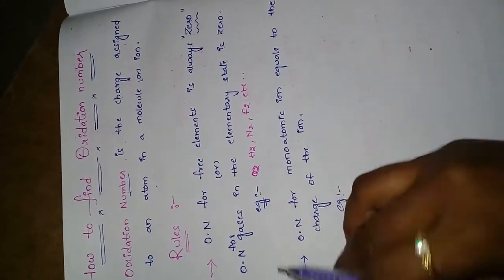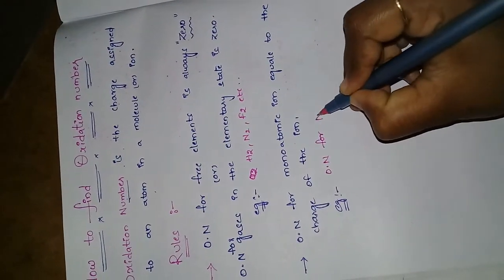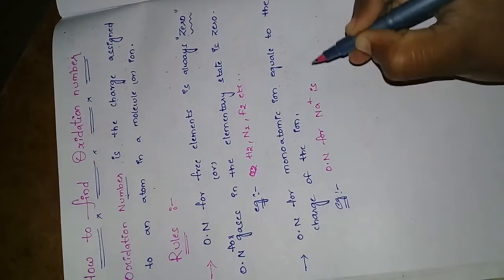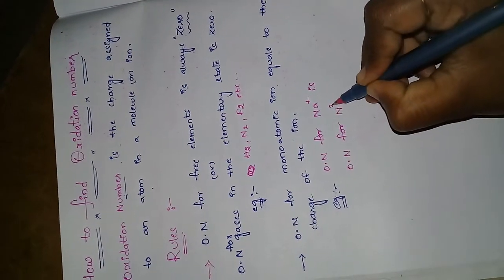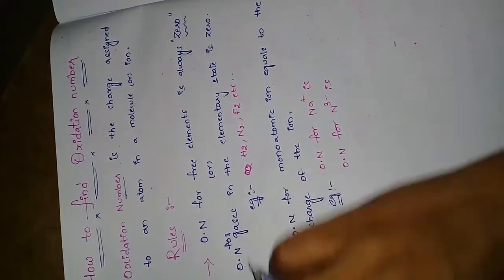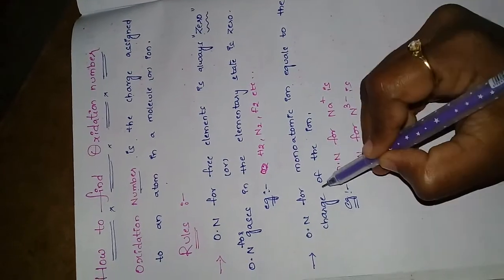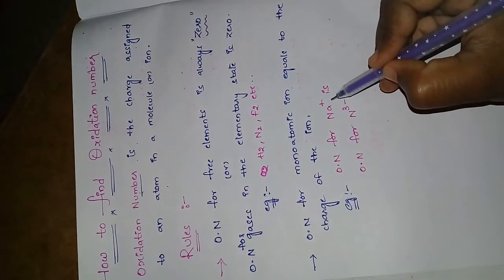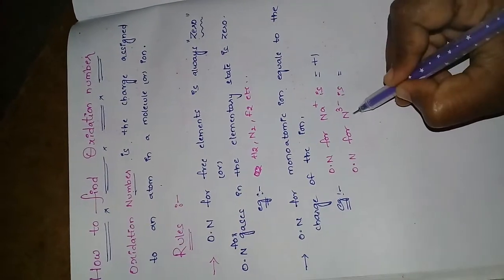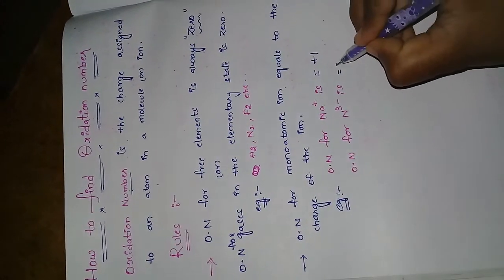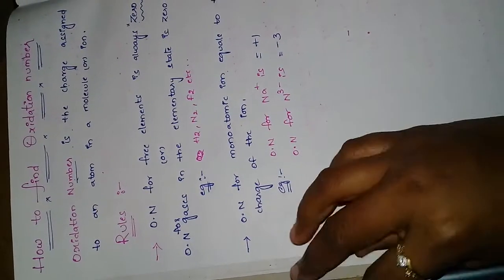Example: oxidation number for Na+ is +1, and oxidation number for N3- is -3. See friends, oxidation number for a monoatomic ion equals the charge of the ion. This is a monoatomic ion and the charge is +1, and this is a monoatomic ion, the charge is -3.